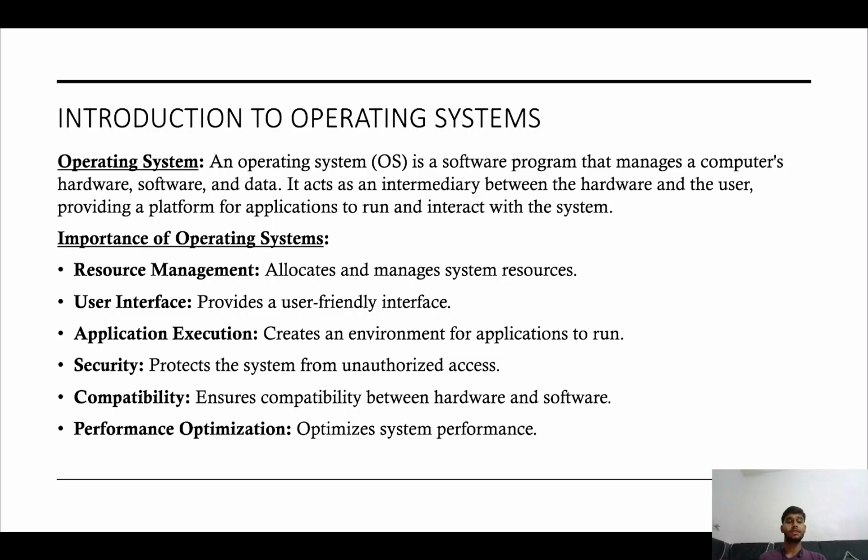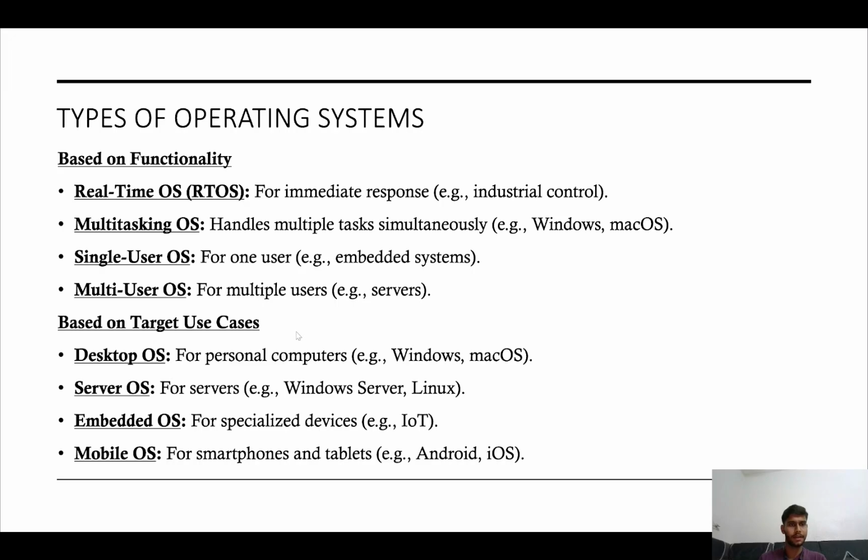Compatibility. The OS also ensures compatibility between hardware and software. Performance optimization. The types of operating systems based on functionality are real-time OS for immediate responses in industrial control, like any of the industrial machines used for real-time processes, like a chemical factory having different machineries for the boiling point, also use an OS.